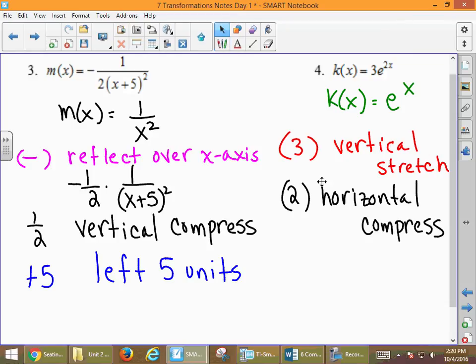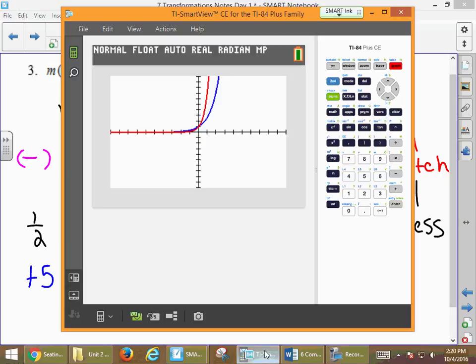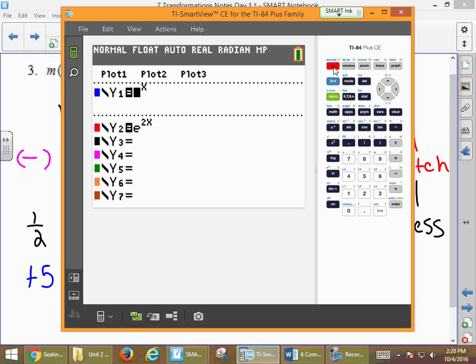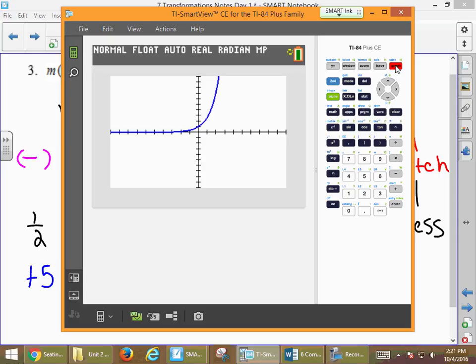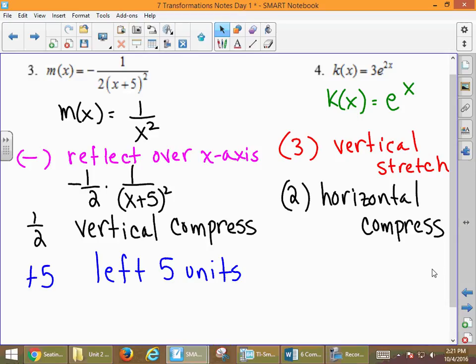Again, I think I can make the calculator do it. Well, I know I can do this. So if I clear that, and then I go second e to the x. Here's our first function, and then there's our second one. See how the horizontal, the red graph just came in a little bit? Hopefully. But there's that last one.